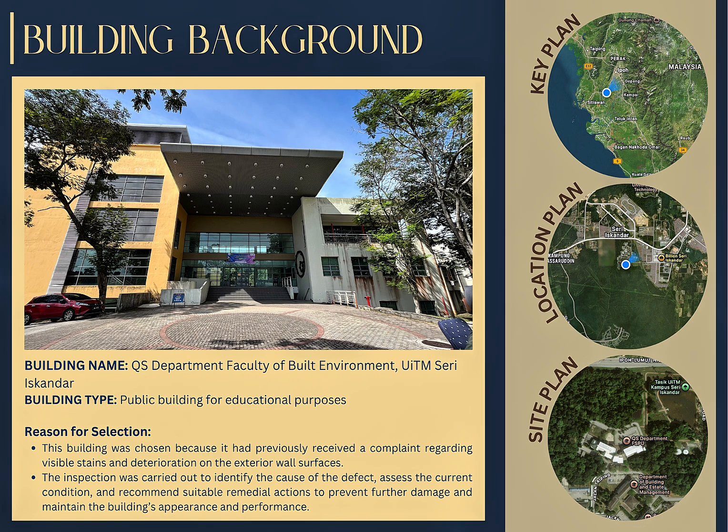Because this building has previously received a complaint regarding visible stains and deterioration on the exterior wall surface. The inspection was carried out to identify the causes of the defect, assess the current condition, and recommend suitable remedial action to prevent further damage and maintain the building appearance and performance. On the right side, you can see the key plan, location plan, and the site plan of the building.